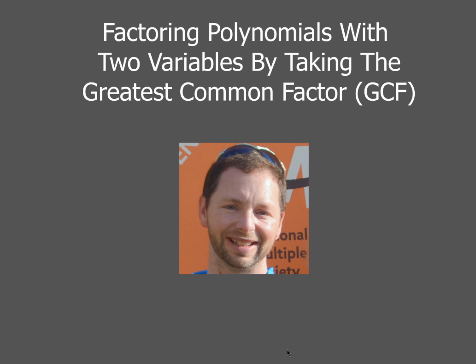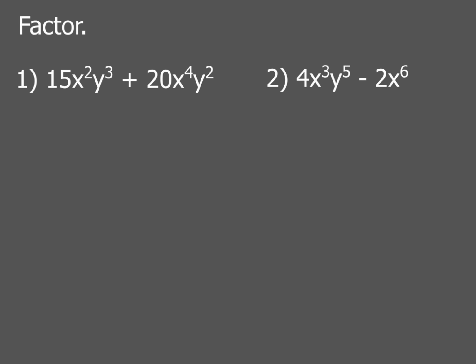In this video, we're going to take a look at factoring polynomials with two variables by taking the greatest common factor, or the GCF. Now, in this example, of course, we're going to factor again, and we're going to factor something out of the quantity 15x squared y cubed plus 20x to the fourth y squared.